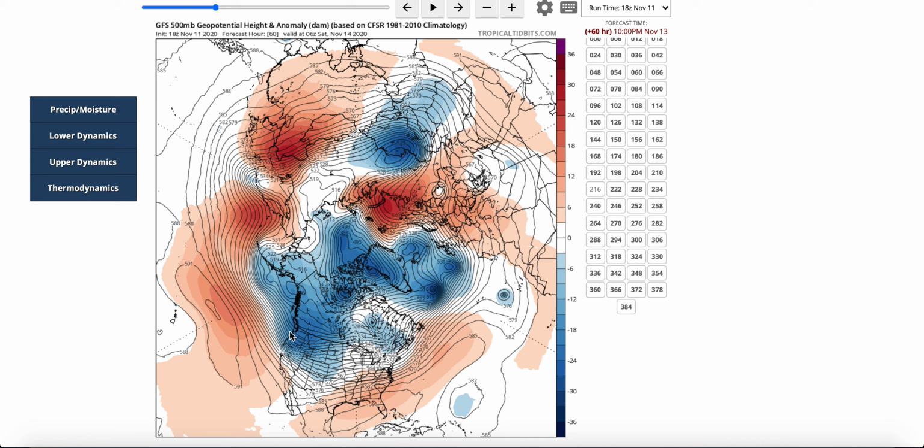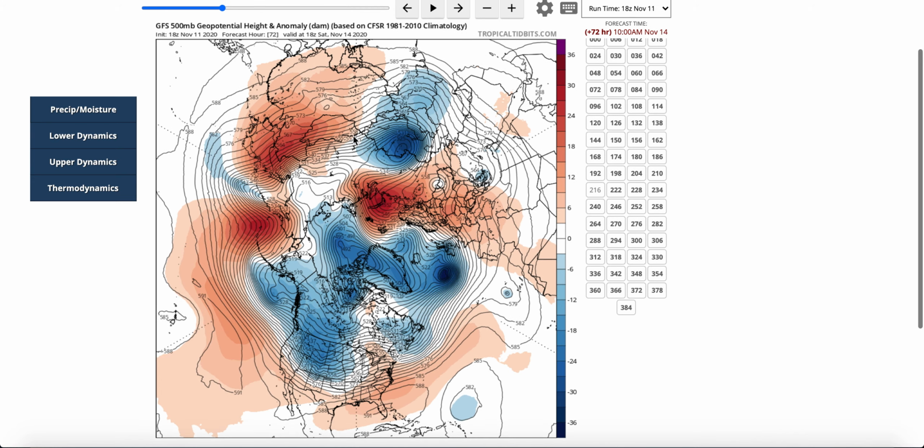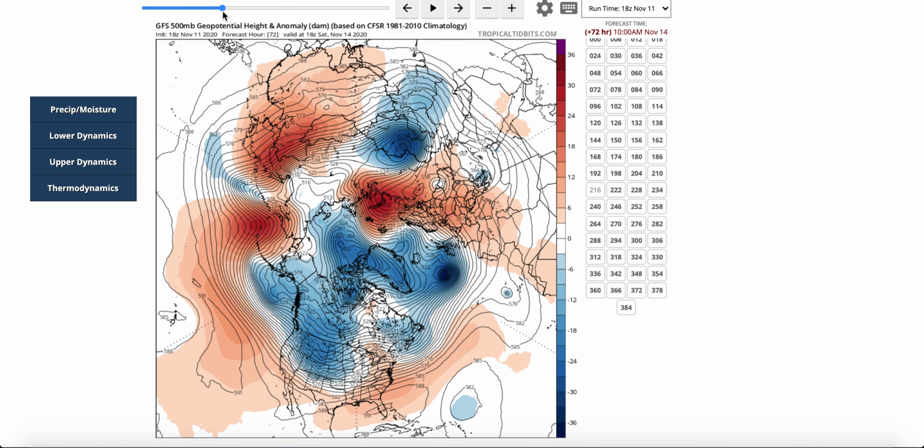Remember, the darker the blue, the better. And so if we remember that, the darker the blue, the better, we can make a couple of observations about this storm. This will be on November 14th through the 15th-ish, and then it'll sort of clear out. But we can make a couple of interesting observations about this storm.